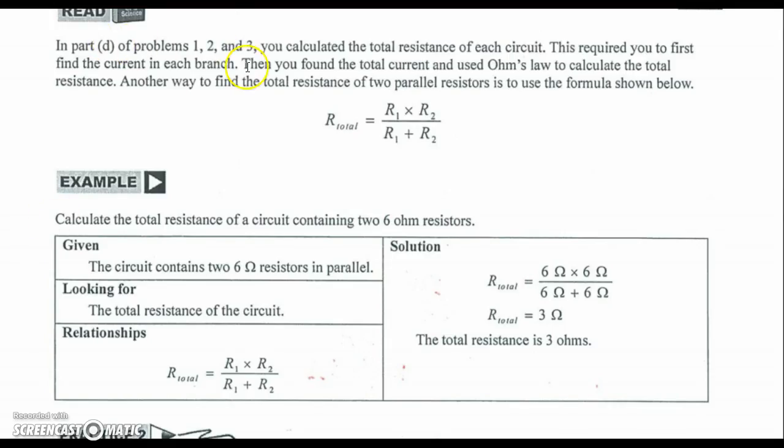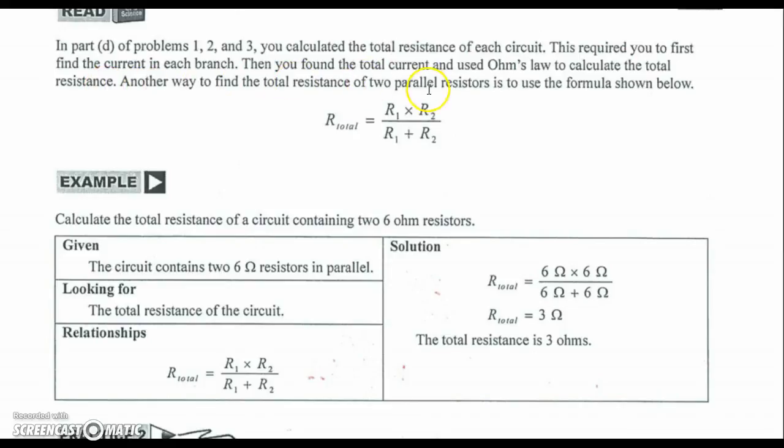Now, page 2, it takes a little bit of a turn because I'm going to teach you 2 ways here. So pay attention to both. I'll let you choose which one works for you. So in part D, problems 1, 2, and 3, you calculated total resistance for the circuit. This required you to first find the current in each branch. Then you found the total current and used Ohm's law to calculate the total resistance.